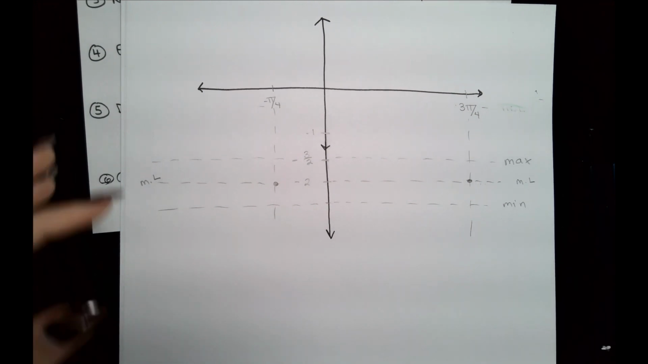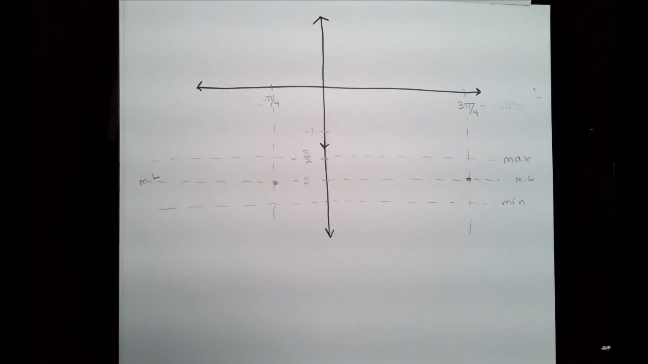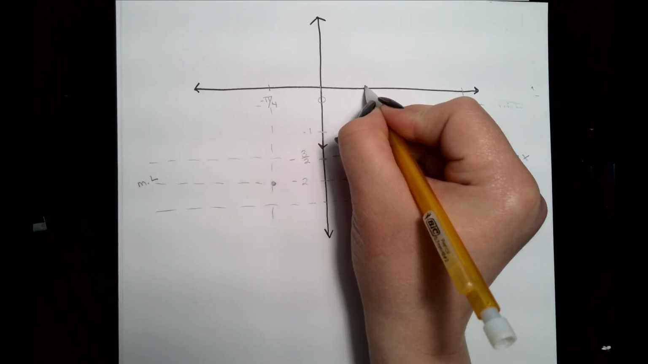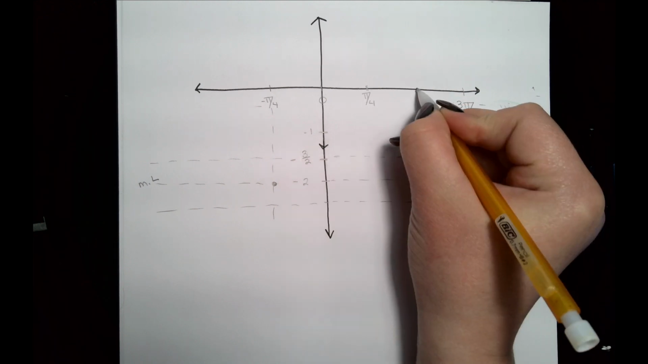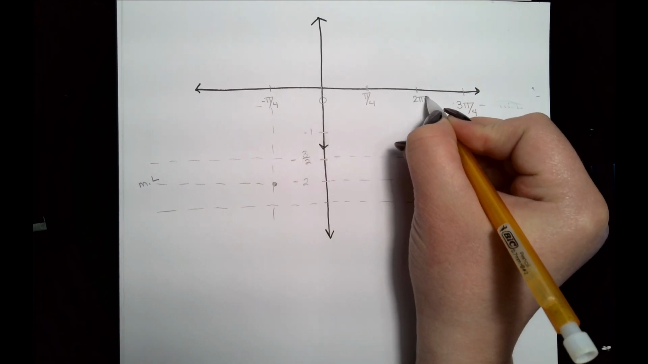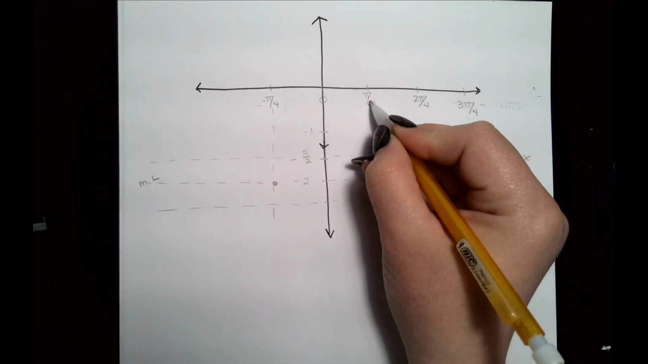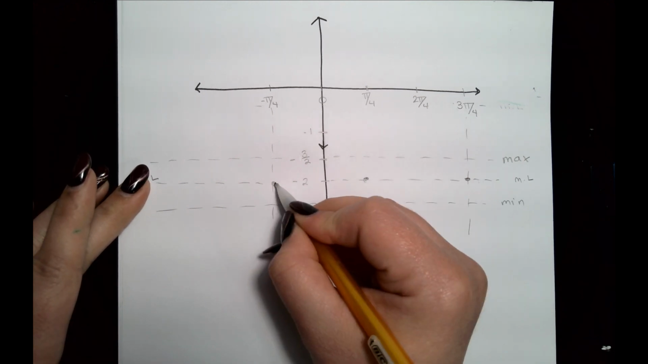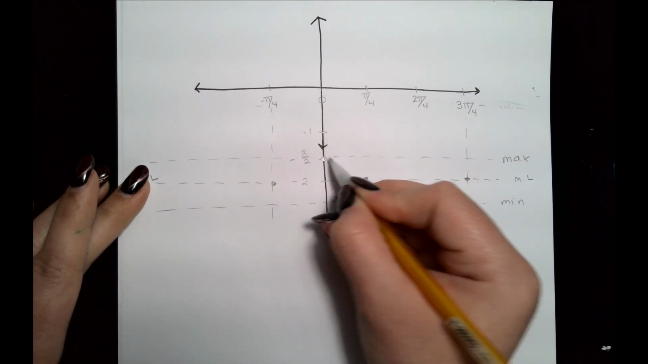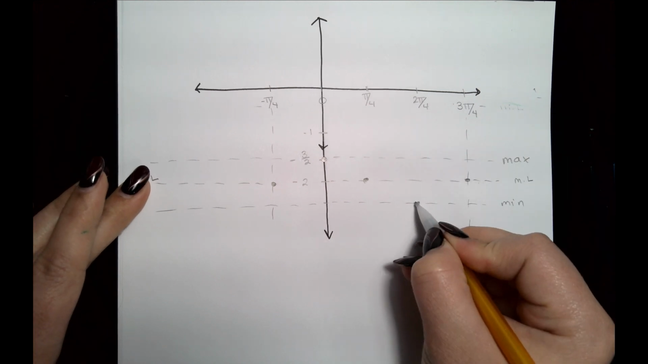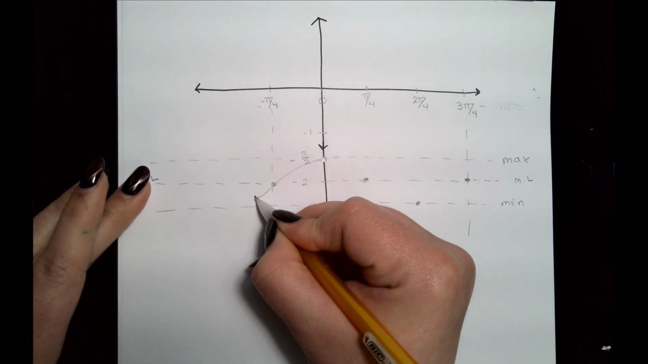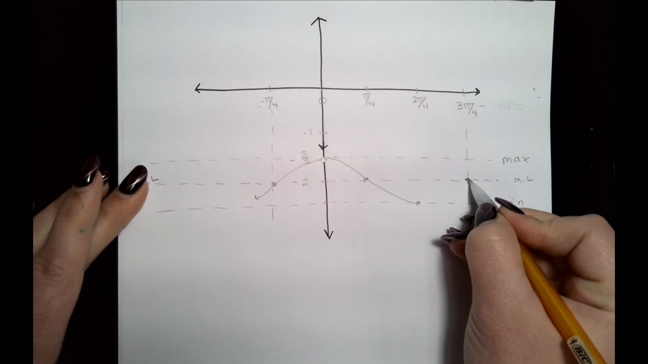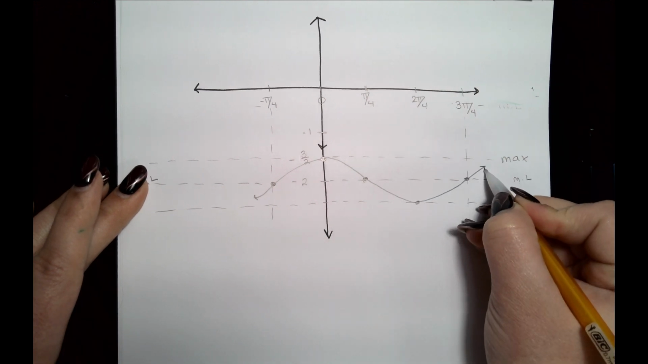So I'm going to go back and go to my distance. Distance is pi fourths. So we have 0, pi fourths, 2 pi fourths, 3 pi fourths. So my middle is going to be here. I have an increasing sine wave, so that means we're going to go up to our maximum first, and later go down. Curve, arrow, curve, arrow.